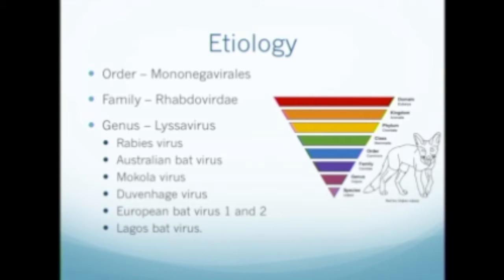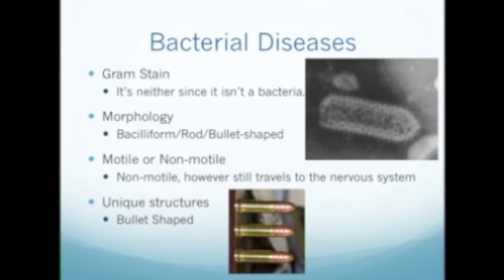There are several variations of the rabies virus that can cause rabies. As you can see, there's a few that are part of this genus Lyssavirus. Bacterial diseases. The gram stain. Since rabies is not a bacteria and is a virus and is considered to be non-living and does not contain peptidoglycan, therefore it is neither negative or positive for its gram stain.